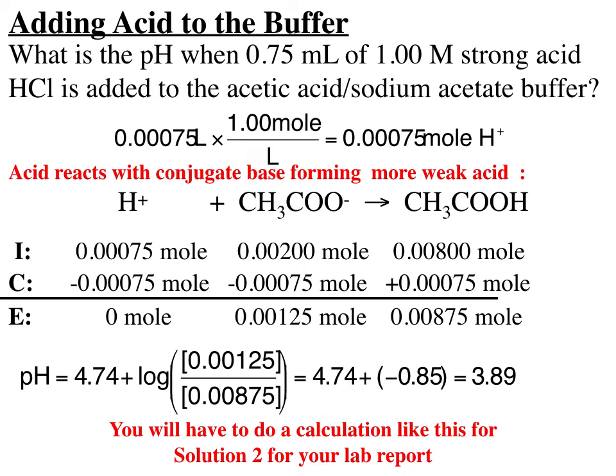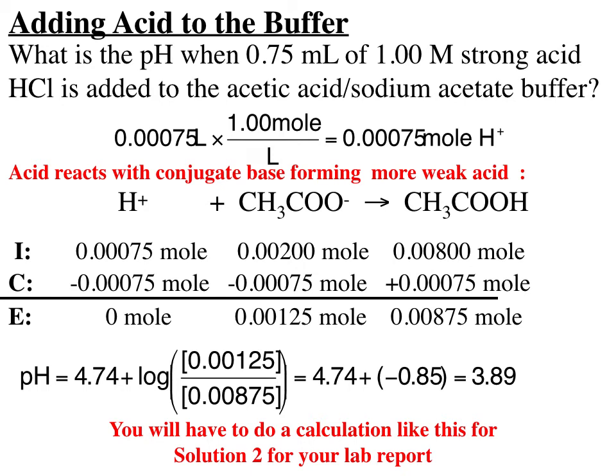Now, what does this H plus do when I put it into the solution? It creates a titration. The H plus is an acid. It reacts with the base that is present in the solution. That base is acetate anion. And when you do the titration of the H plus with the conjugate base, you will form more weak acid. So adding H plus will begin to deplete the conjugate base, which was present in the solution, and will begin to increase the concentration of the acetic acid that was in the solution.